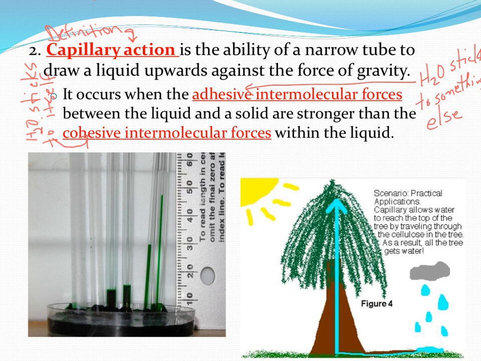So how does that actually work? Look at these different pictures. This is water with green food coloring in it, and we have different size tubes. The smaller the tube diameter, the higher the water has been able to pull itself up. So it's sticking to the walls of the tube, and then the cohesive hydrogen bonding has the water pull itself up.